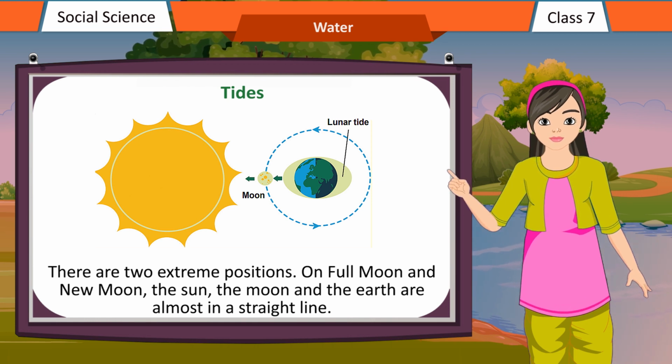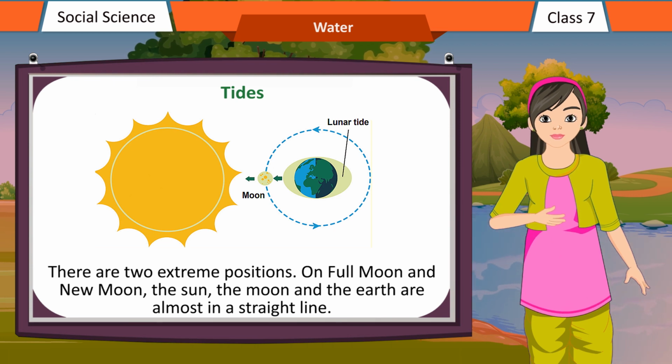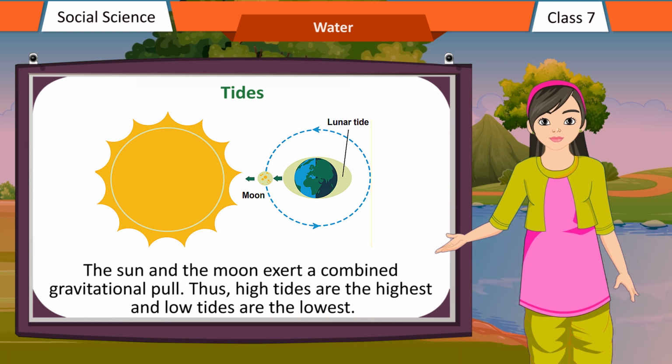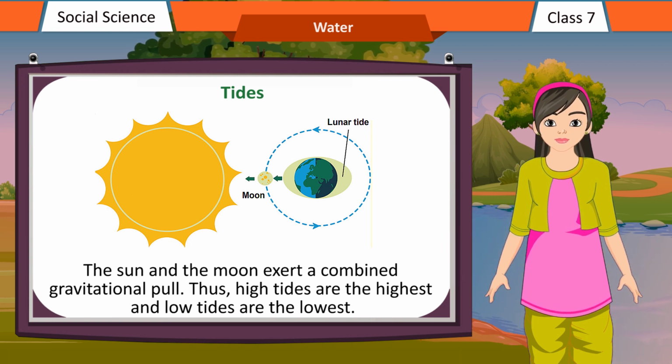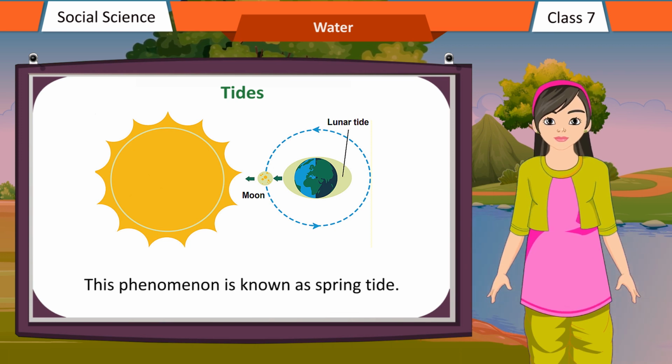On full moon and new moon, the sun, the moon and the earth are almost in a straight line. The sun and the moon exert a combined gravitational pull. Thus, high tides are the highest and low tides are the lowest. This phenomenon is known as spring tide.